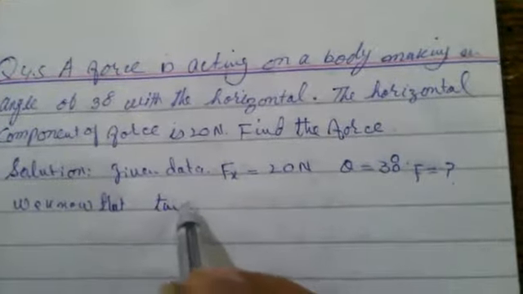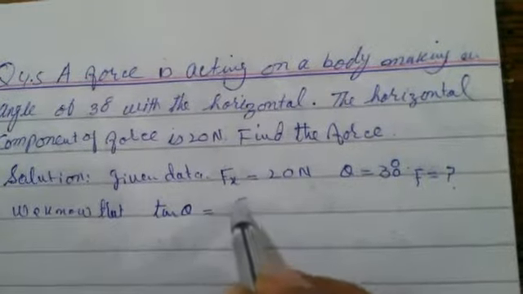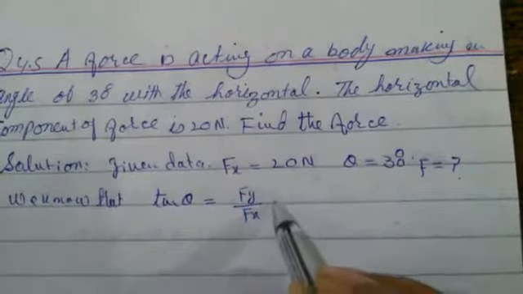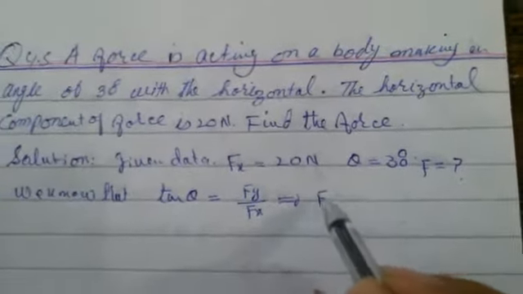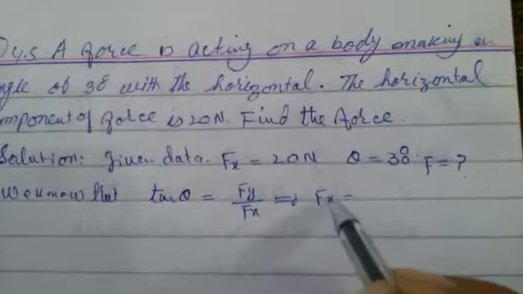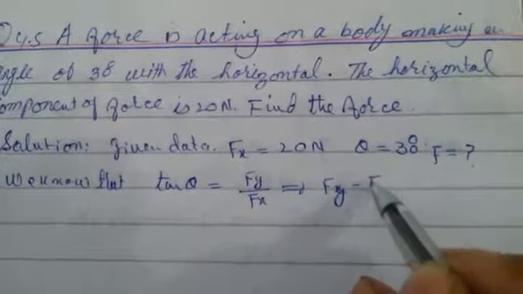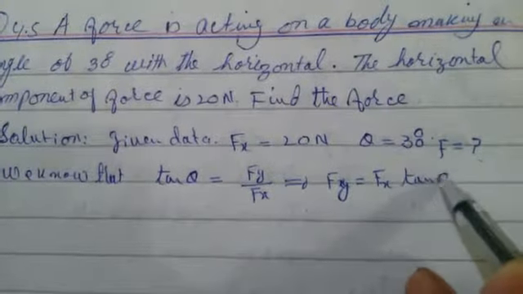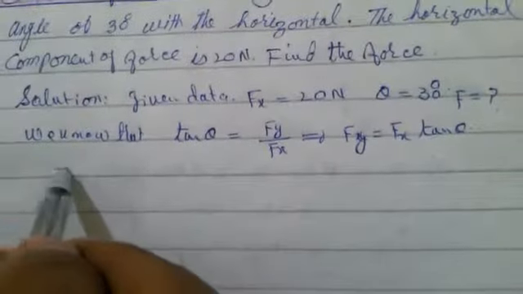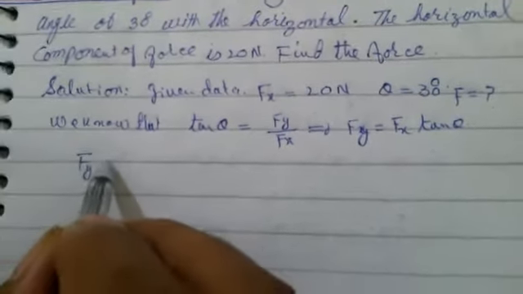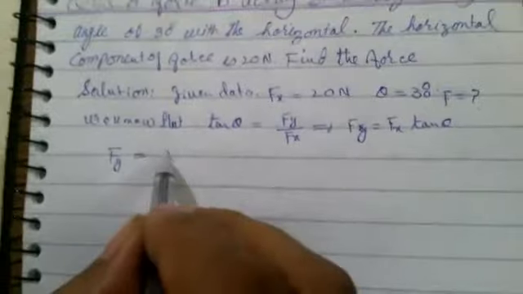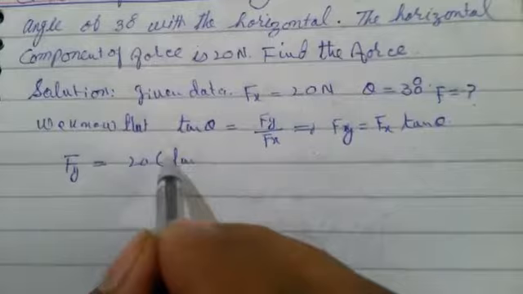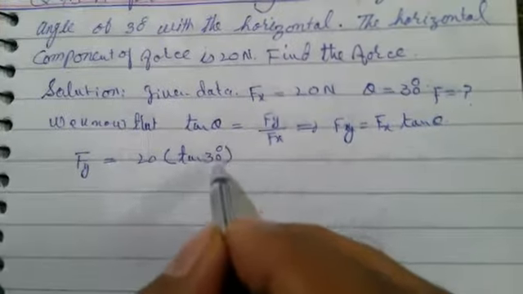tangent theta is equal to Fy over Fx. This implies Fy is equal to Fx into tangent theta. So the y component, or vertical component, is equal to 20 into tan 30 degrees. We calculate tan 30 degrees from the calculator.